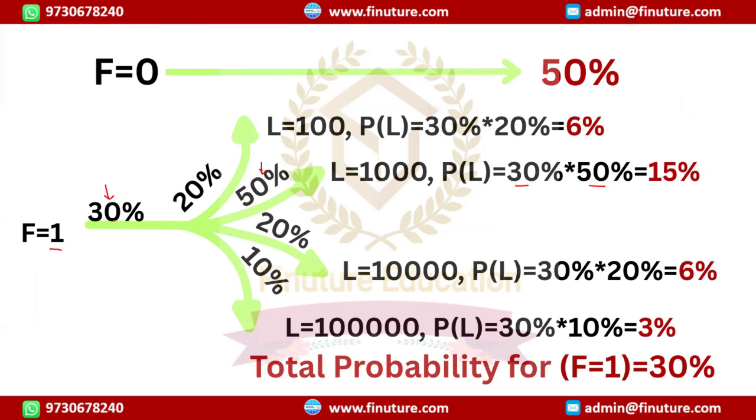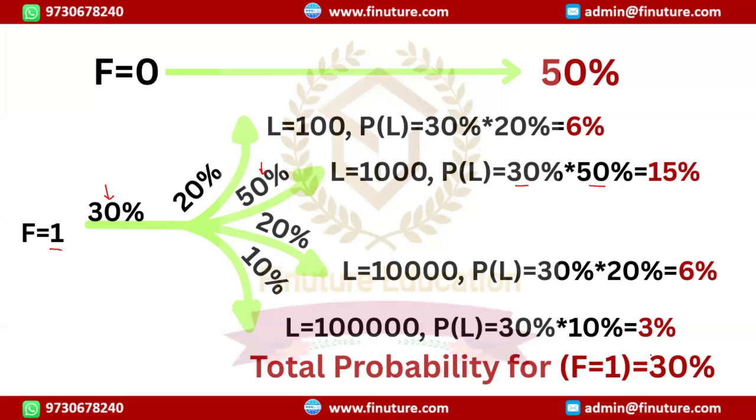Likewise, frequency 1 has a probability of 30% and a loss of 10,000 has a probability of 20%. So the probability of this loss of 10,000 happening is 6%. Likewise, when there is a frequency 1, 30% chance, and 100,000, 10% chance, it has a probability of 3%. If I sum these up, the total probability of a loss happening with frequency 1 is 30%. Now be very careful.